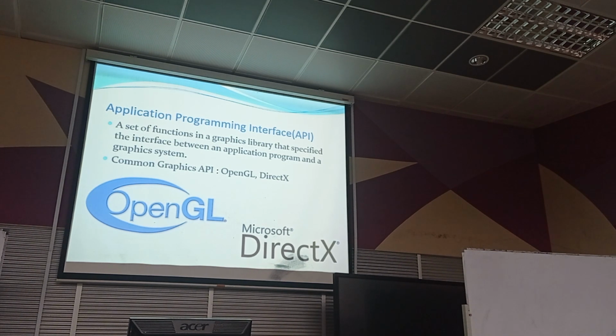So the application programming interface consists of graphic libraries, a set of graphic functions. It interacts between the application program that you write and your graphic system. Graphic system means your hardware, your graphic card. The common ones are OpenGL and DirectX. For you guys, you only learn OpenGL.